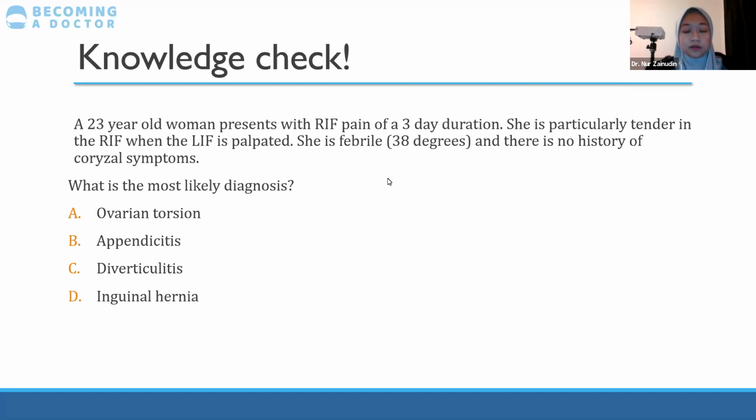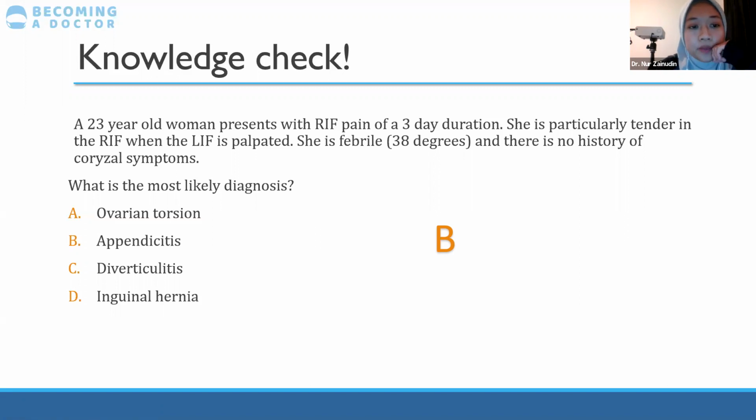So I'll just go through that briefly. I'll just go through all of the answers. So ovarian torsion, she's been having the pain for 3 days, so it makes it very unlikely that it is a torsion because the pain is very, very acute, and they tend to present straight away, and also they don't tend to have a fever with it.